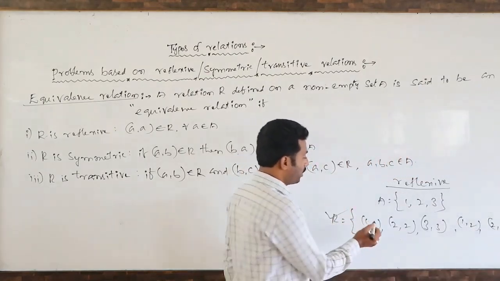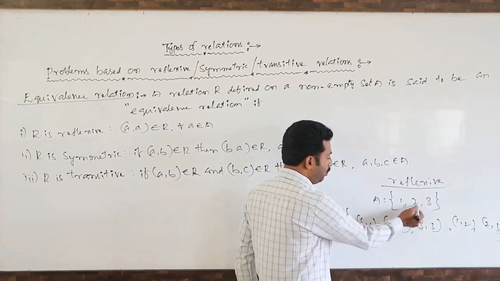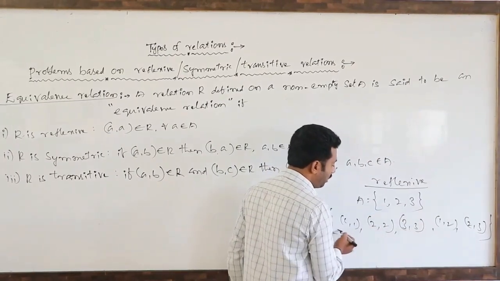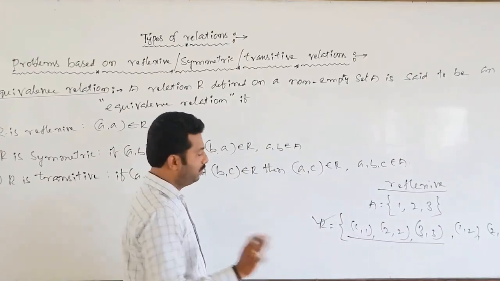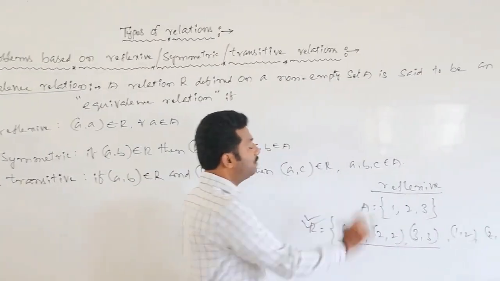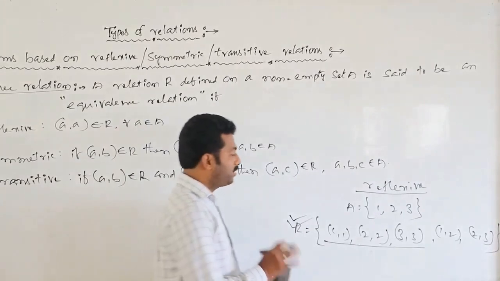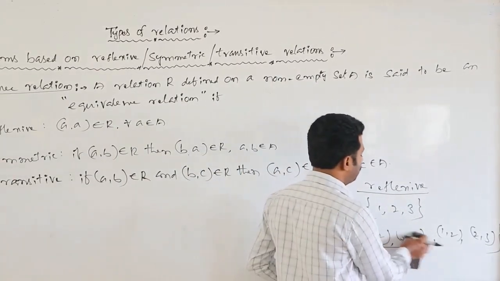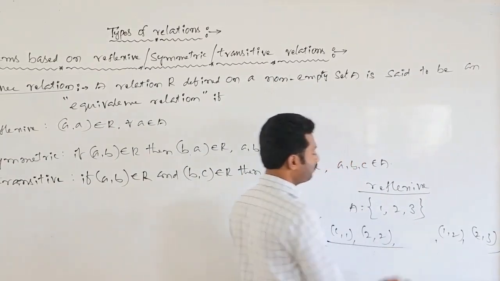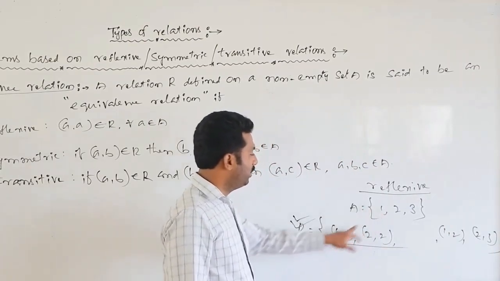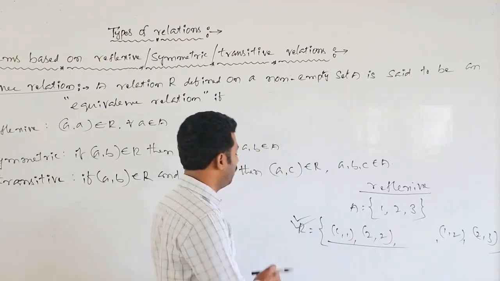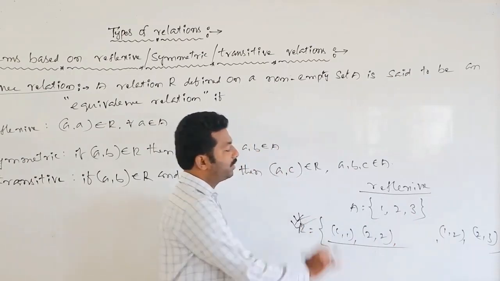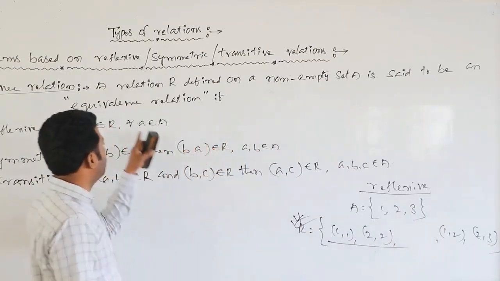Compulsory what we have to check is whether (1, 1) is there, (2, 2) is there, (3, 3) is there. Remaining pairs not necessary. If they are there also, no problem. Trivially, this is a reflexive relation. When is it not reflexive? Suppose you observe this relation: (1, 1) is there, (2, 2) is there, (3, 3) is not there, so this relation is not a reflexive relation. That is the definition.